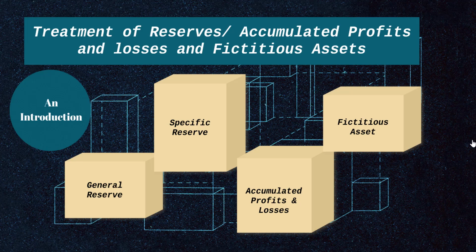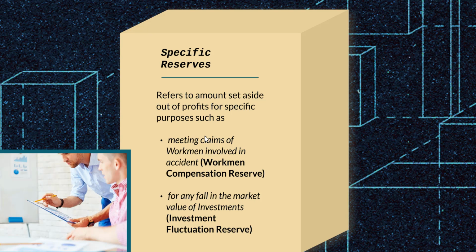Let's go into what is specific reserve and see the examples of specific reserve. Now, specific reserve is also the amount which is set aside out of profits. But this amount is set aside out of profits for specific purpose. It could be meeting the claims of workmen in a factory who are involved in an accident, and a reserve for this purpose is referred to as workmen compensation reserve. And it could be for purpose of any fall in market value of the investment, and a reserve for this purpose is referred to as investment fluctuation reserve.